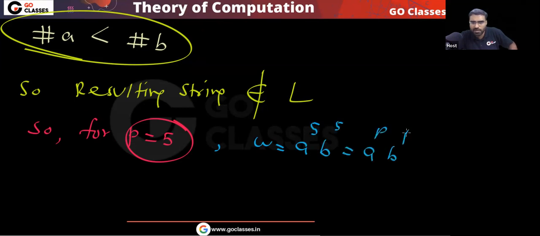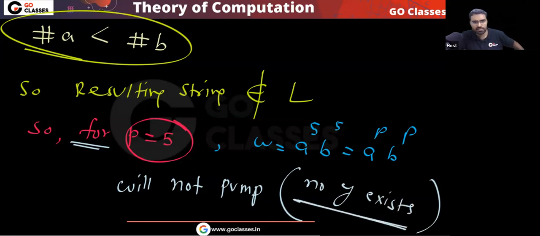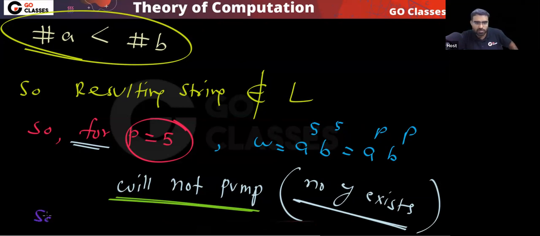this is basically a power p, b power p. This string is saying I will not pump. For p equal to 5, this string will not pump. Means there will be no y, no y exists. Agree? Yes or no? This string will say, I will not pump. So if this string is not pumping, then I can say p equal to 5 does not work. Yes or no? p equal to 5 does not work. So remember, p equal to 5 will not work.